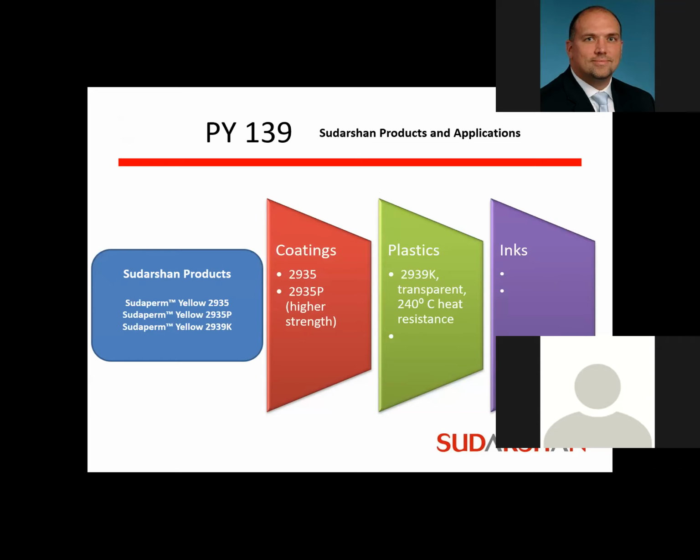However, this is a good place to repeat the comments that I've said in other webinars: just because this 2939K transparent version of Yellow 139 was developed in the plastics area, it's not to say that it would not work in coatings and inks, where a transparent Yellow 139 might be useful for you. It's always, again, going back to that balance, matching up your needs with the actual pigment colorant itself.